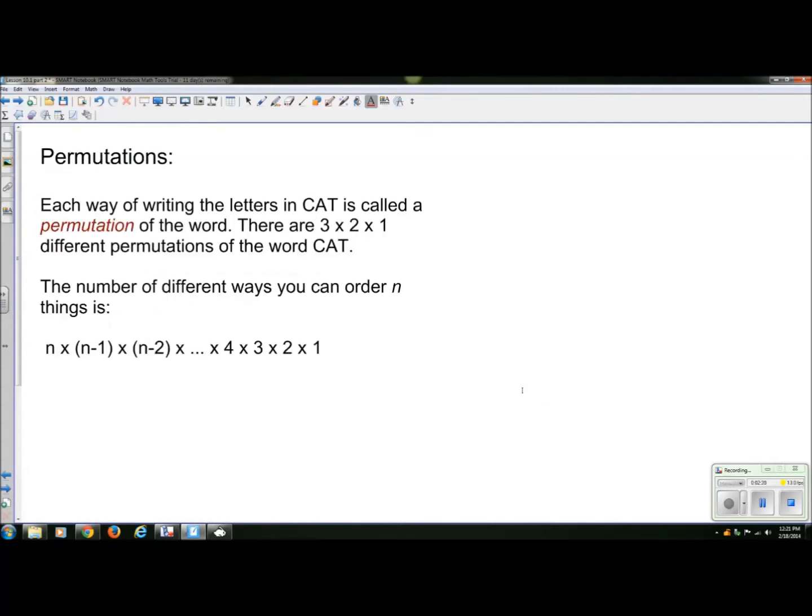Each individual way of writing those letters is called a permutation of the word. There are 6, 3 times 2 times 1, different permutations of the word cat. And in general, this is important, you definitely want to write this down: the number of different ways that you can order n things is n times n minus 1, the number less than n, times n minus 2, the number 2 less than n, and you just keep multiplying until you get down to 1.